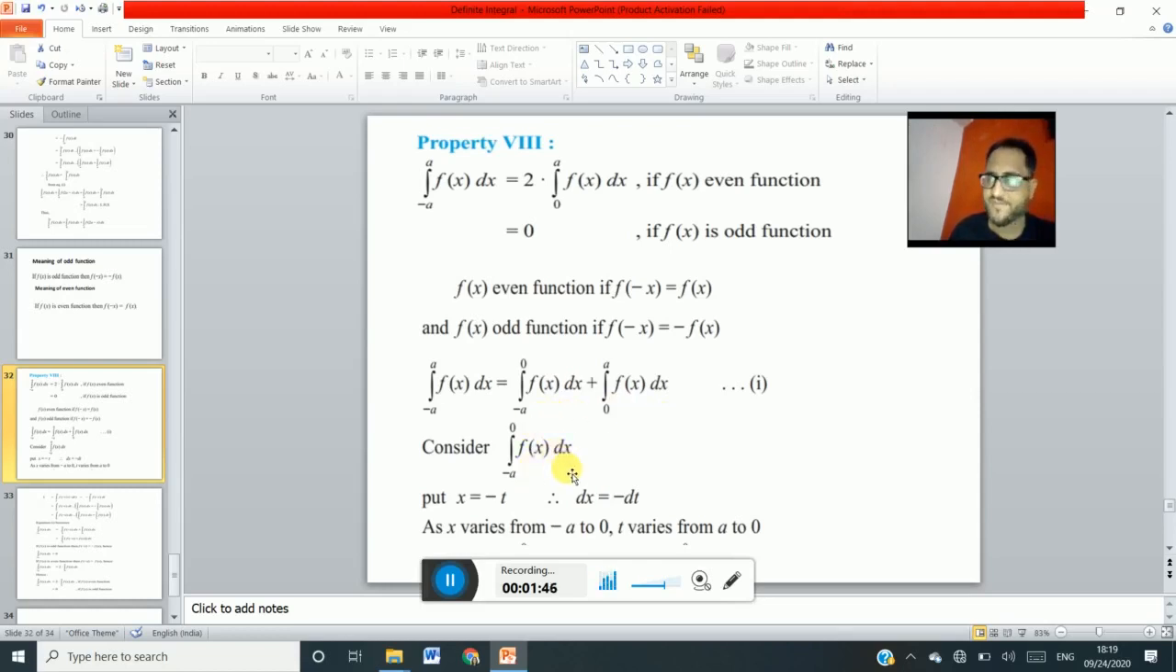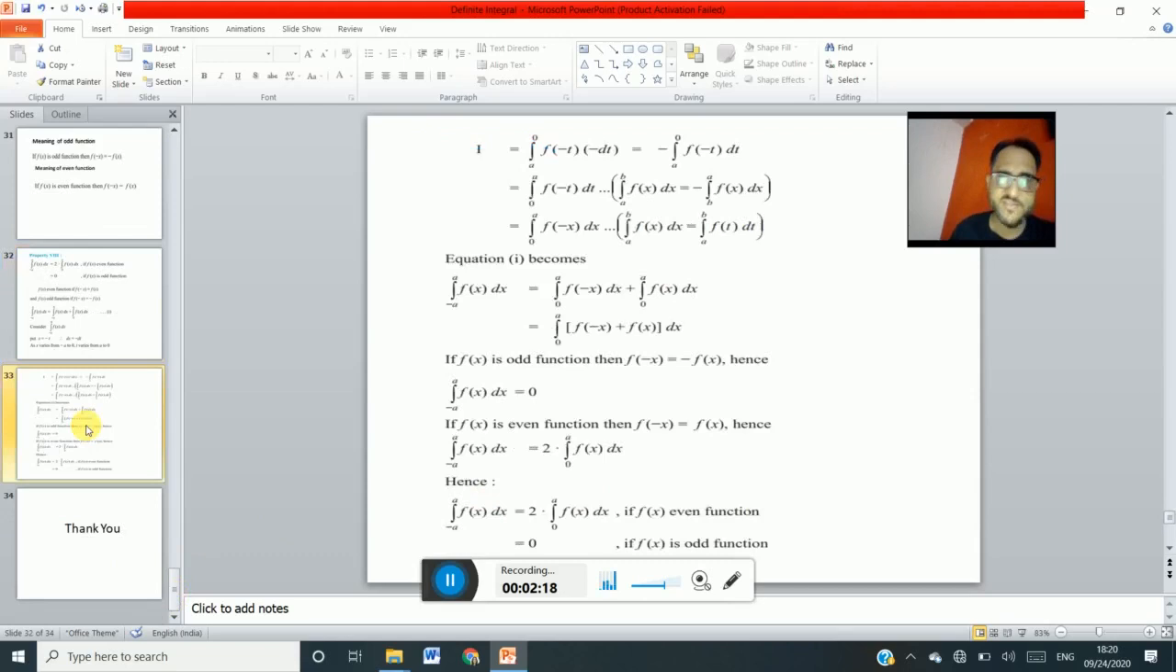Again, consider one of the terms, the first term from this equation number 1, that is the integral from minus a to 0 of f of x dx, and put x equals minus t, so dx equals minus dt. Okay, then as x varies from minus a to 0, t varies from a to 0. How is it? See here, the lower limit is minus a, so if we put x equals minus a, we get t equals a, so the lower limit becomes a, right? And if we put 0, then that is 0, so the lower limit is a and the upper limit is 0. Okay, so it is the integral from a to 0 of f of minus t times minus dt, again the negative sign is taken outside the integration, so it is the integral from a to 0 of f of minus t dt.